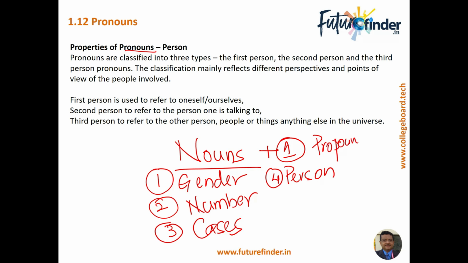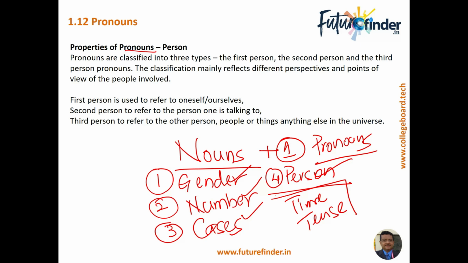So when we consider the nouns and the pronouns together, we have got four properties that we have to take care of: the gender, the number, the case, and the person. Club that with the two properties of the verb, which are time and tense. These form the very basis of your agreement on the SAT. All these things have to agree when you write a sentence.